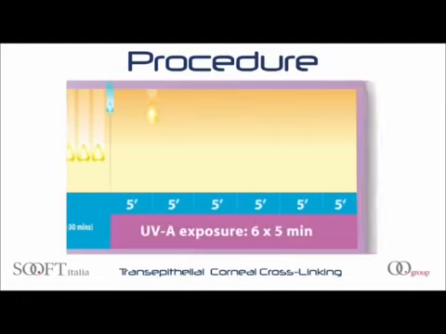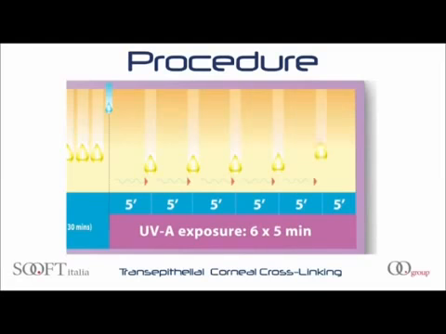6 phases, 5 minutes each. Instill 1 drop of Rycrolin TE at the beginning of each phase. At the end of the 30 minutes of irradiation, wash the cornea thoroughly with a balanced salt solution or an ophthalmic saline solution.